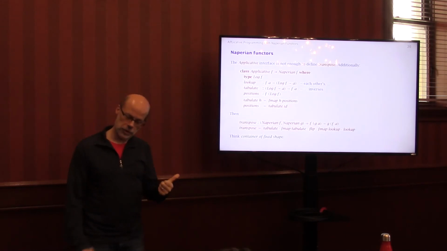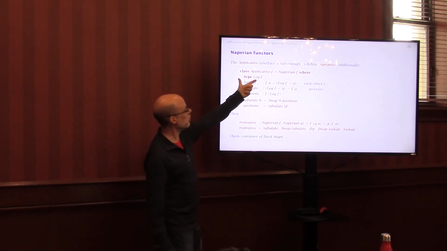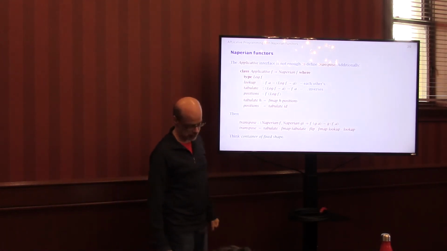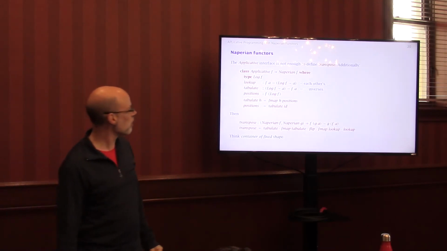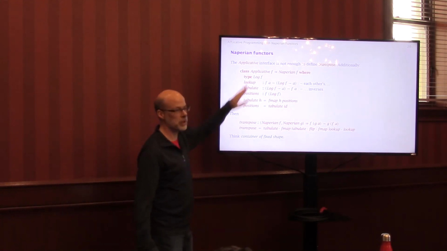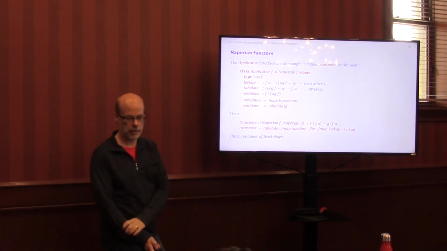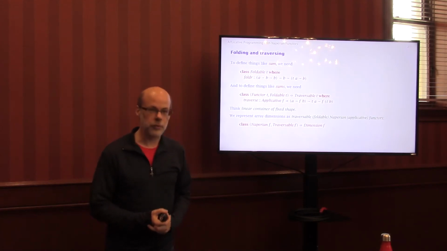So now, not just containers with positions, but containers with positions of a fixed shape. These Naperian functors f are container types f, where all things of type f of a have the same shape. And there's a type that tells you what that shape is. I'm running out of time, aren't I?